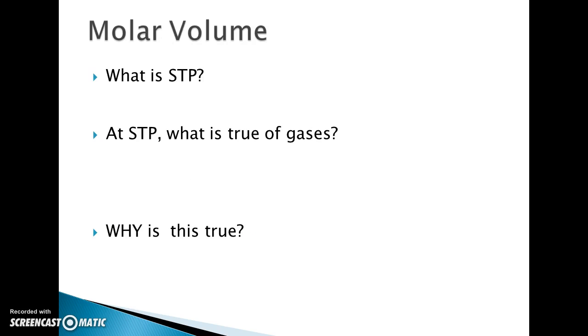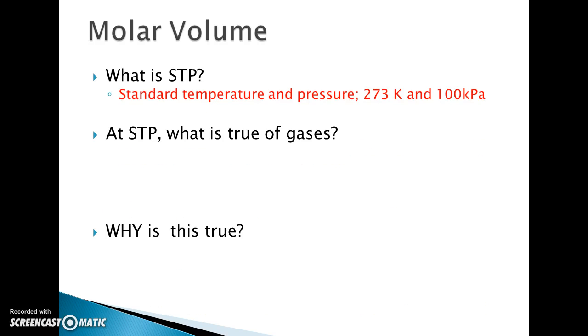Okay, now, hopefully you remember molar volume from Chem 1. We talked a lot about STP, which is standard temperature and pressure. So STP is standard temperature and pressure, and the standard temperature is 273 Kelvin. The standard pressure is 100 kilopascals.